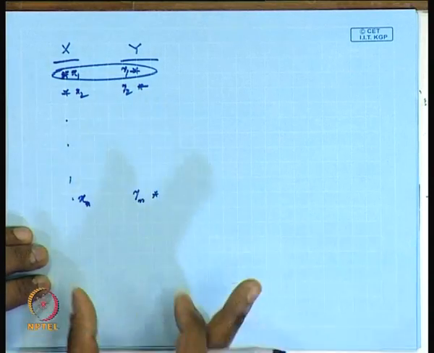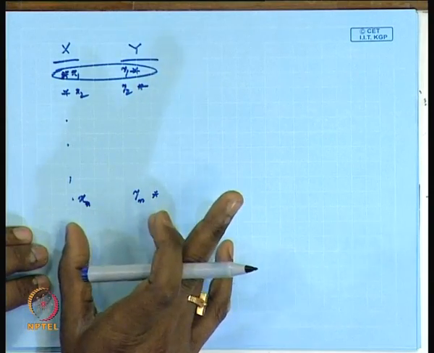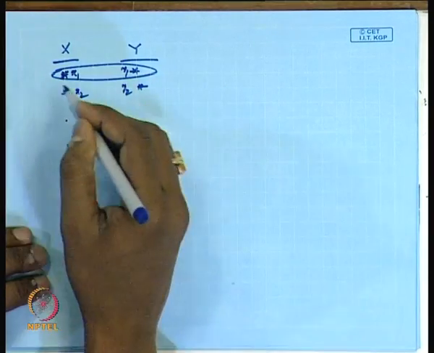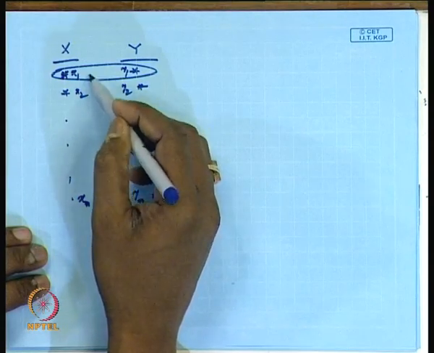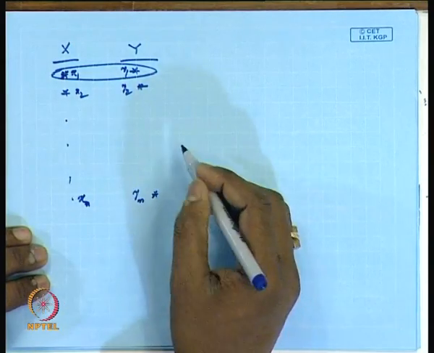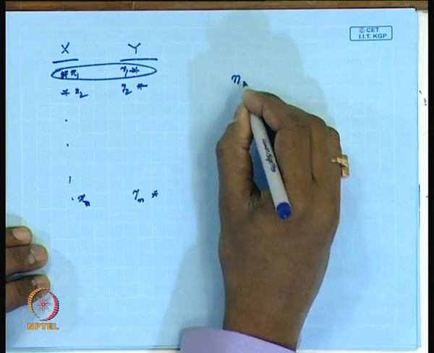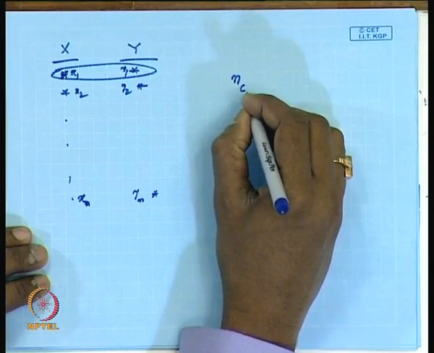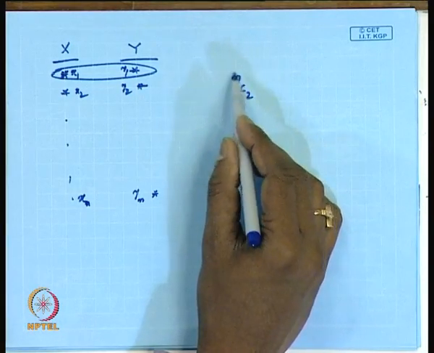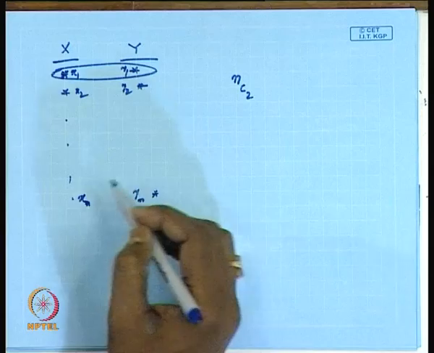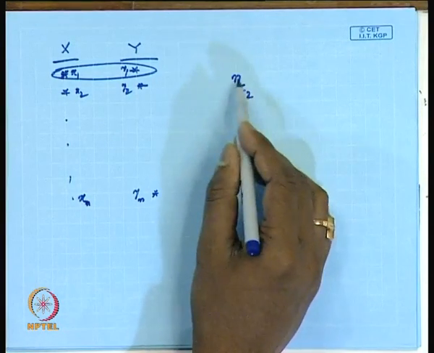Now, to know the Kendall's tau between these two series, we have to pick up 2 pairs out of these n pairs. The total number of pairs that we will have is NC2, that is n combination 2 out of n pairs. How many ways can you pick up 2 pairs? So, this is the total possibility.